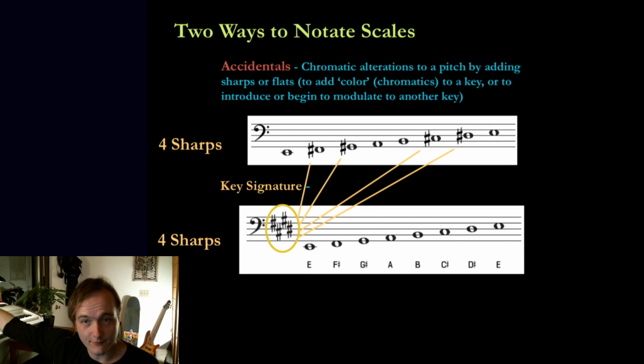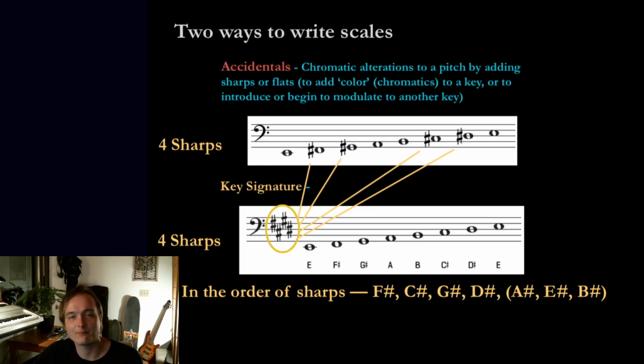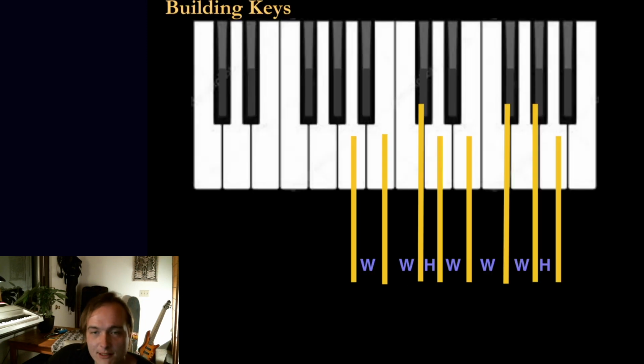So we've noticed that when we use the pattern of half steps and whole steps to generate the scale, we got 4 sharps. So then our key signature also needs 4 sharps, but now placed in the correct order. You can see that's not the order they come in. F sharp, then C sharp, then G sharp, then D sharp. So there is that extra step of ordering them. These are the 2 ways of writing scales. And you can see there that I've put them in the correct order of sharps, just using the first 4 of the order of sharps, F sharp, C sharp, G sharp, and D sharp.